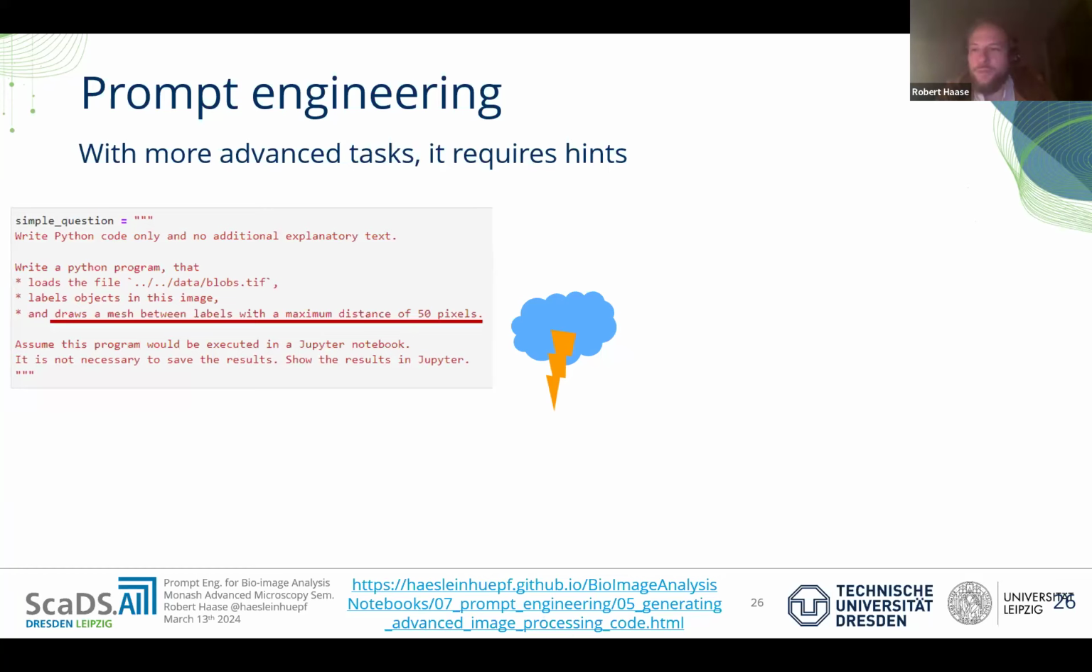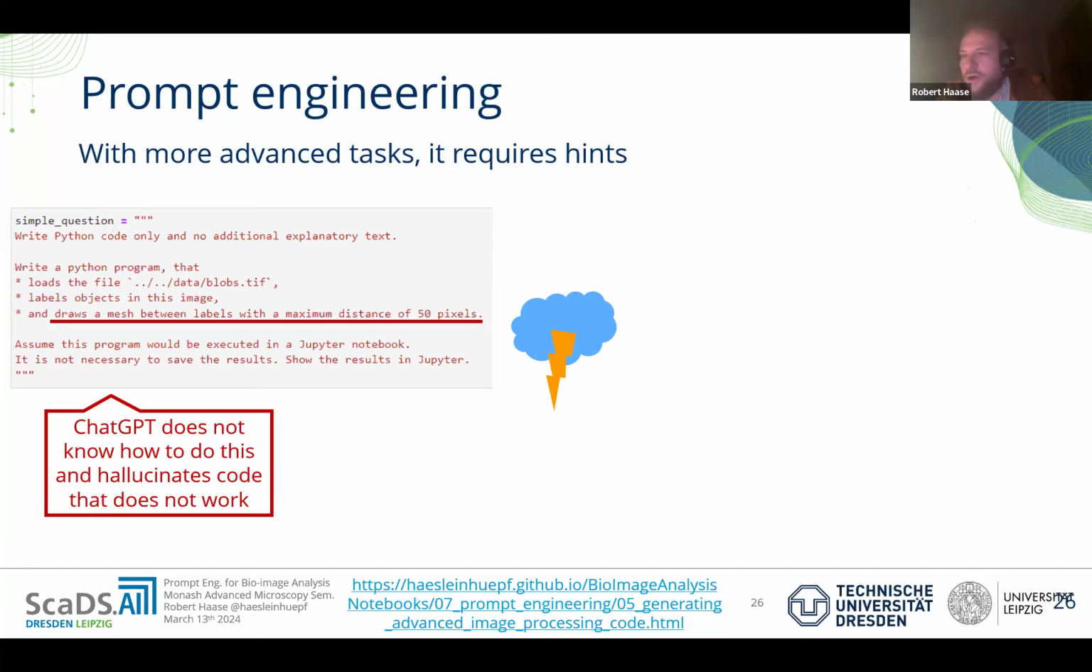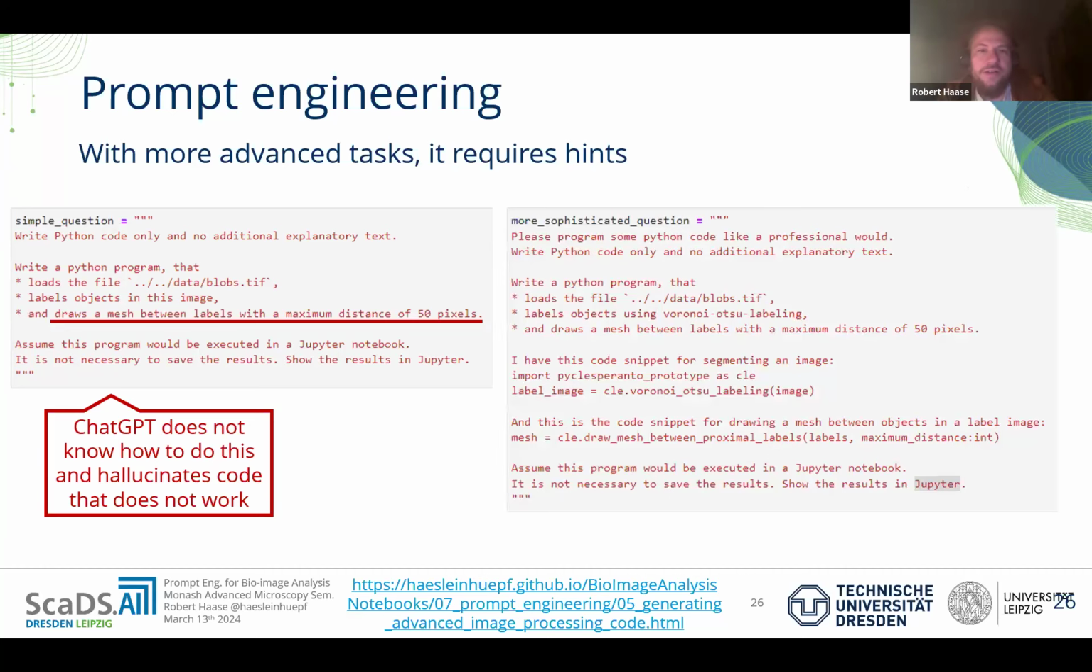If you make this task more complicated, so that's pretty much the same task, but I would like to draw a mesh between the labels with a maximum distance of 50 pixels. So a lot of people, at least in my Dresden environment, were studying how tissues grow, how they develop over time, and relationships between neighboring cells. So this is basically one example from this space. So that's quite complicated. ChatGPT itself cannot do this. It does not know how the code looks like, which can do this kind of analysis. And we will also see examples later.